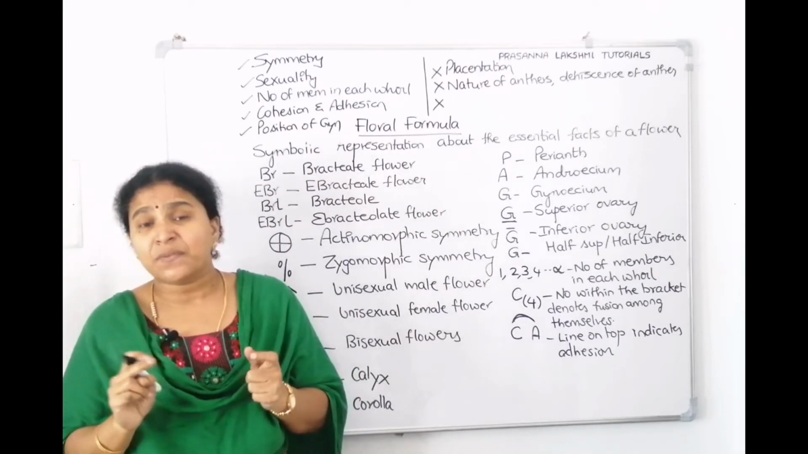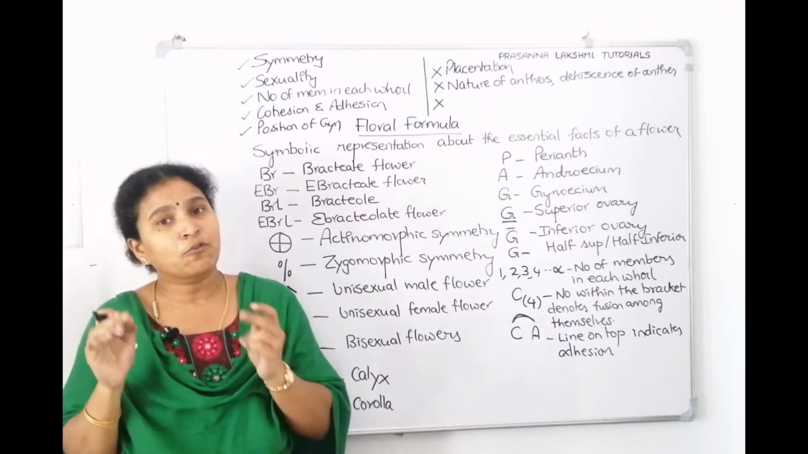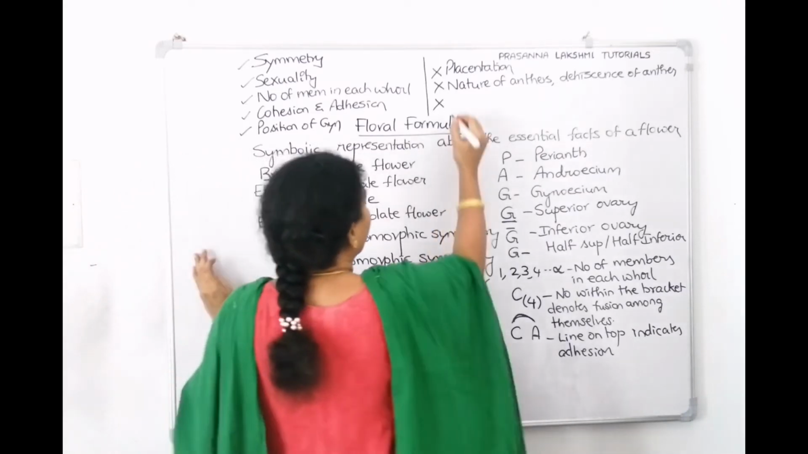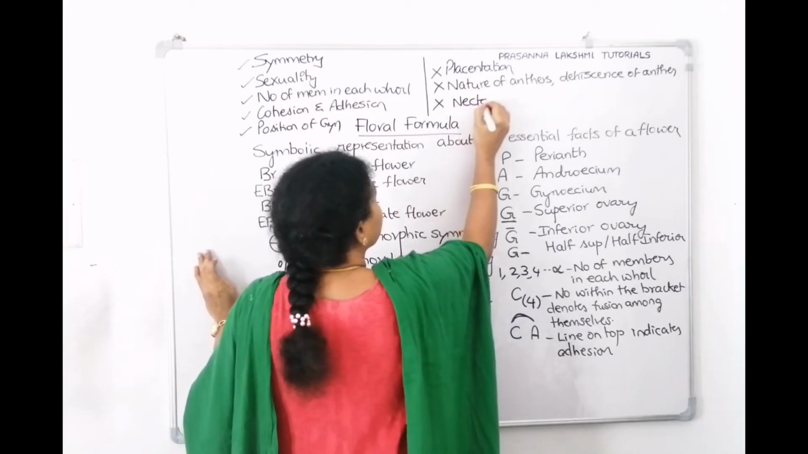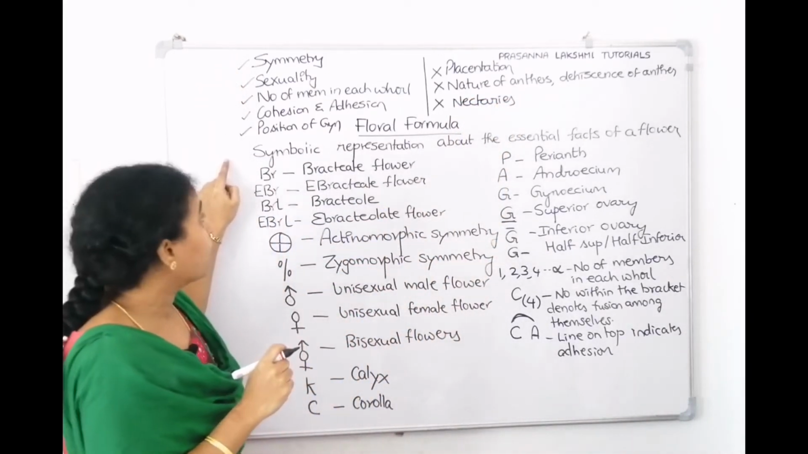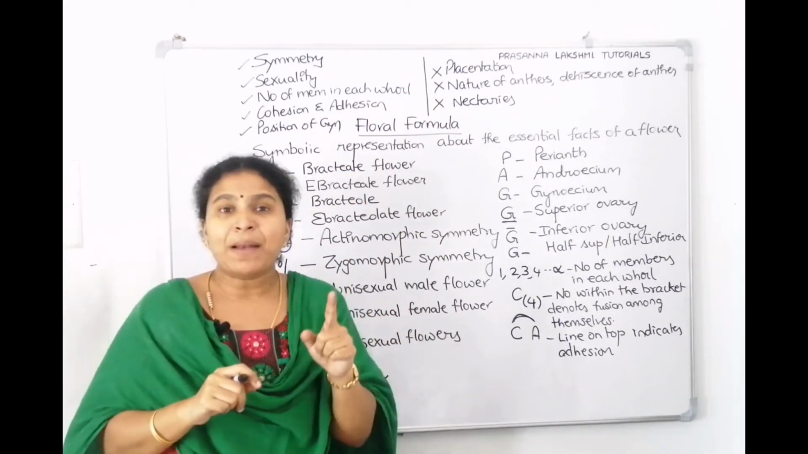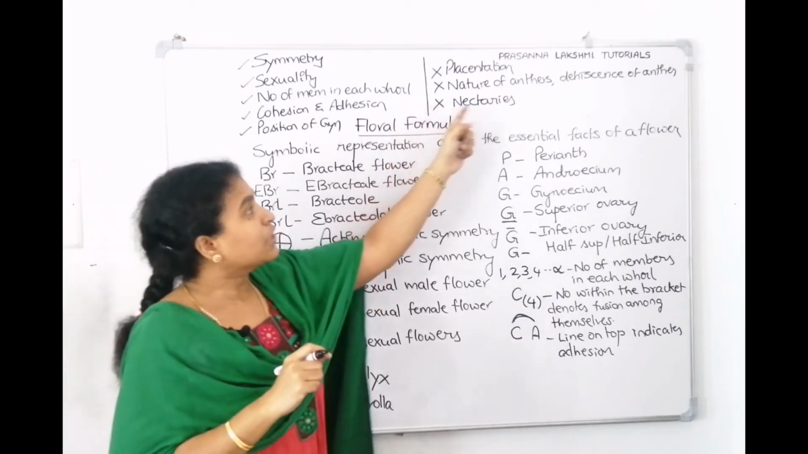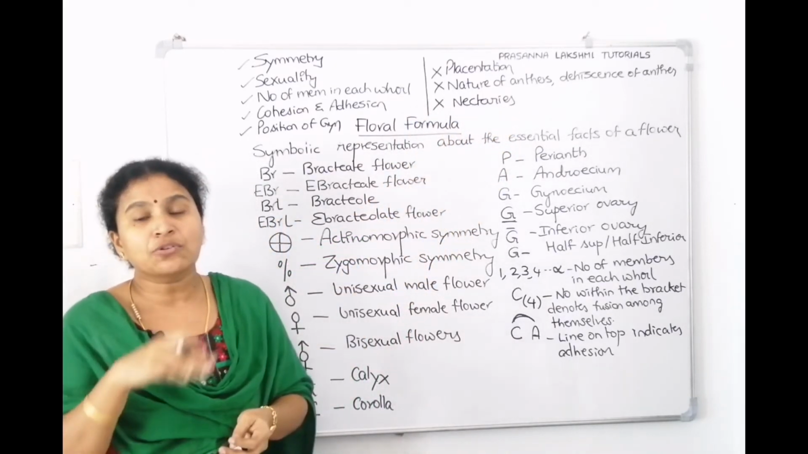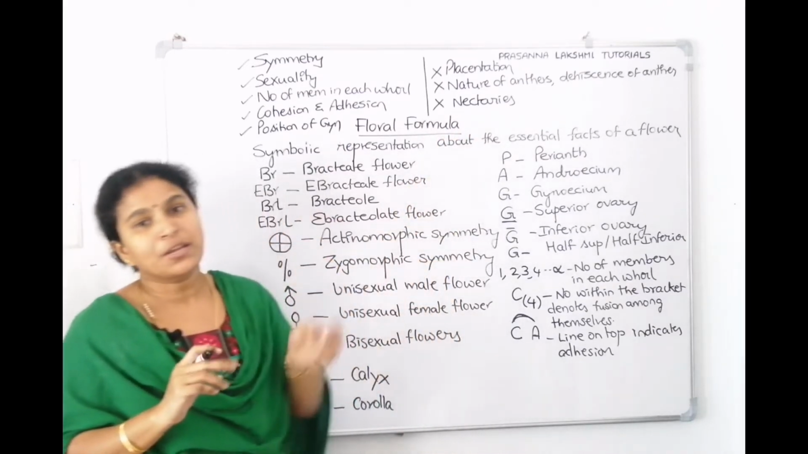Then nectaries, whether nectaries are present to attract the insect, nectar glands will be there. Nectaries in floral diagram you can draw, but in floral formula you can't. So no information about nectaries. All this information you can find out from the floral formula. These three things we cannot take from the floral formula. What are the three things? Placentation you cannot. Then nature of the anthers, whether it is introrse or extrorse, and the dehiscence, longitudinal or transverse or porous, that also you cannot give. Nectaries present or absent also you cannot give.